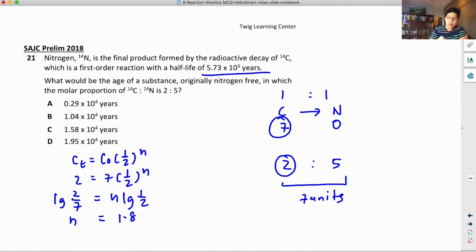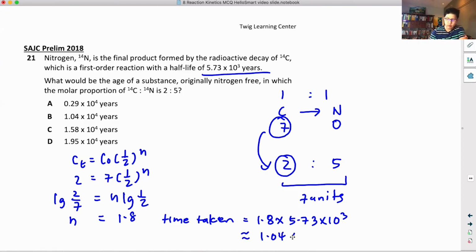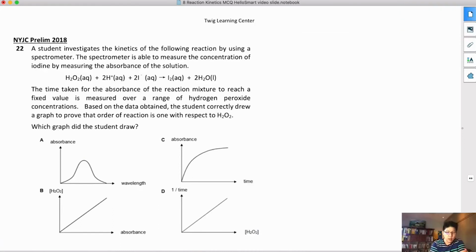Since it already gave you the half-life, you know the time taken. The time taken for it to go from 7 to 2 will be 1.8, the number of half-lives, multiplied by the half-life. So it will be approximately 1.04 times 10 to the power of 4 years. Work it out yourself. You see that this is the answer. Let's look at the next question, question 22.